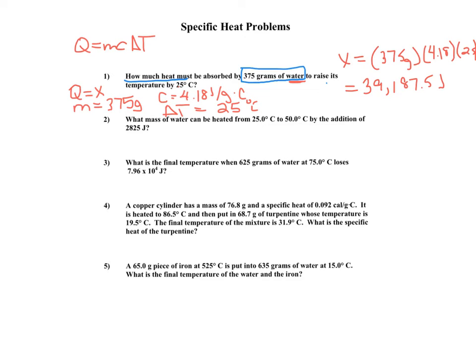A lot of times we won't use joules, we'll actually use kilojoules. So if I was going to convert 39,187.5 joules to kilojoules, I just move the decimal over 3 places, 1, 2, 3. And so it would be 39.1875 kilojoules. Or we could just say 39.1 kilojoules.